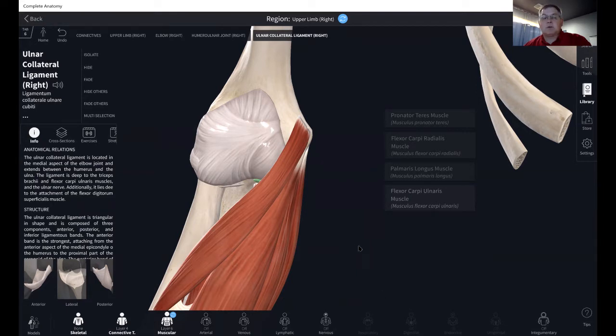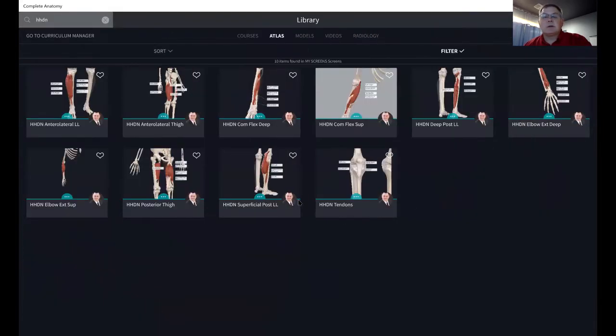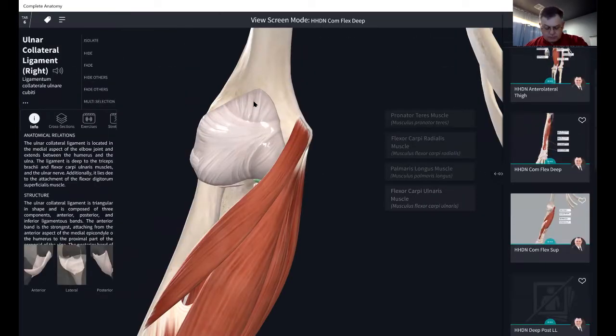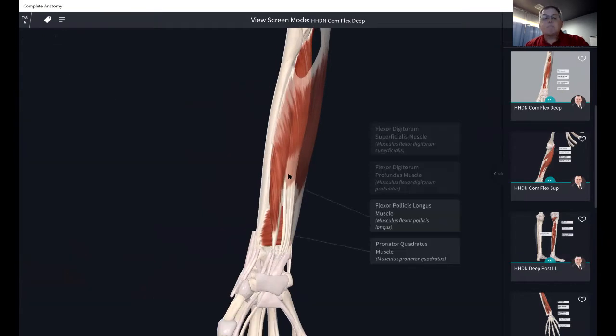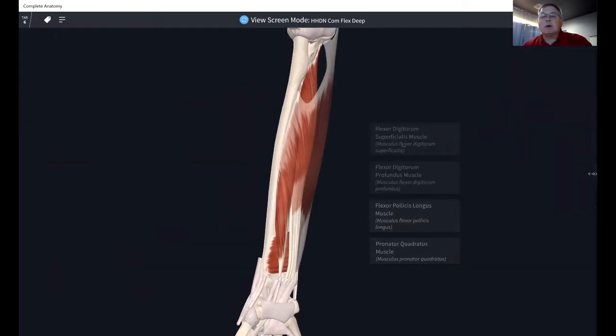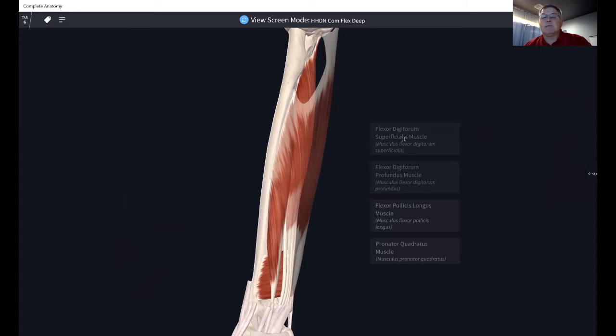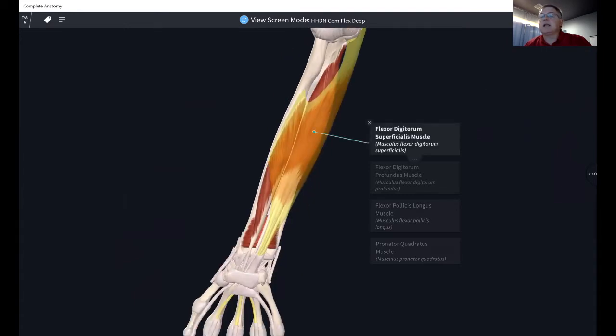So let's also now take a look at the deep musculature. I'm going to switch. For the deep musculature, here we're going to look at flexor digitorum superficialis, profundus, and then flexor pollicis longus, and then the pronator quadratus. Flexor digitorum superficialis.